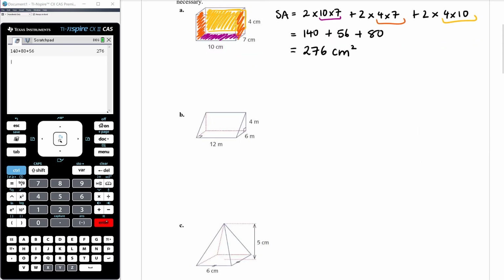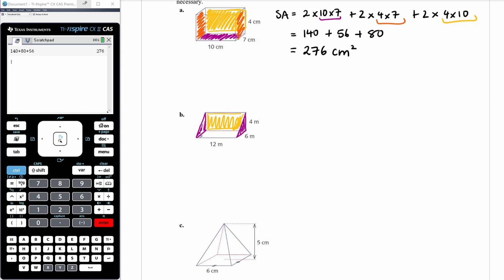Okay, part B, we have a triangular prism. So again, let's try and break down and think about what are the unique surfaces we've got. So obviously we've got the triangle, that's one surface, and there are 2 of those. Now, then we've got a rectangle at the back here. So obviously it goes down behind that purple triangle. So we've got that shape there, and that's going to be 4 by 12.